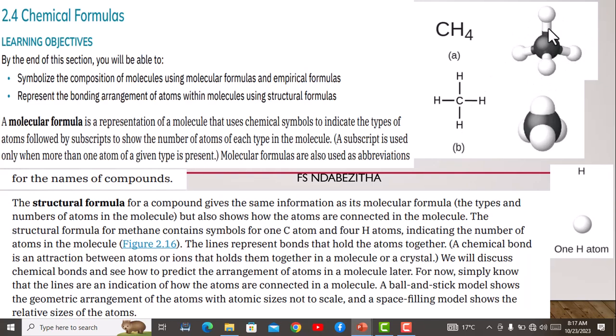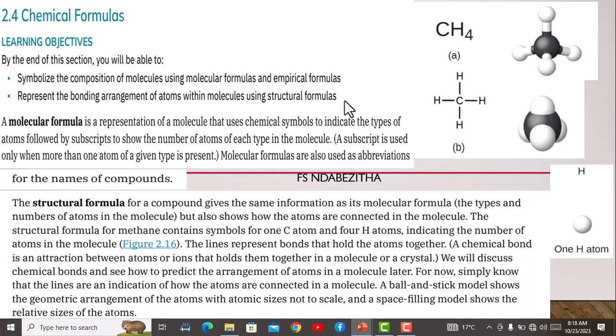Hence I said we will not yet talk about the valence shell electron pair repulsion theory, as it would mean talking about many things: the bond energy, the bond length, the angle, the orientation. There are so many things that have to happen before you can have this molecule, but we will deal with that bit by bit. The structural formula for methane contains a symbol for 1 C atom and 4 hydrogen atoms, indicating the number of atoms in a molecule.